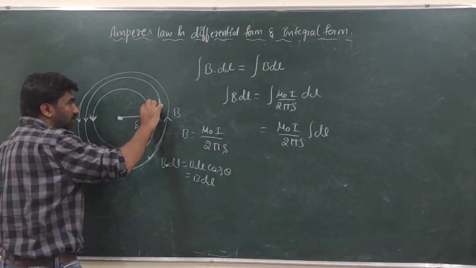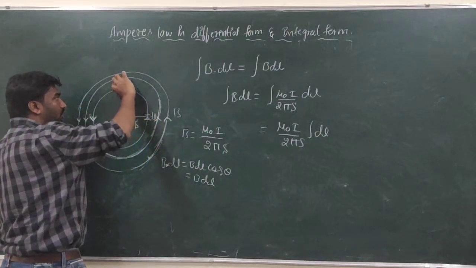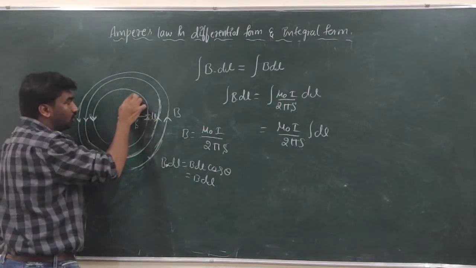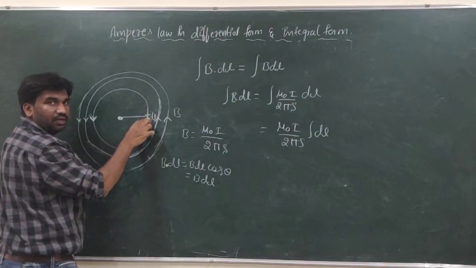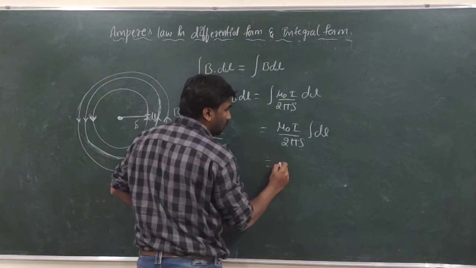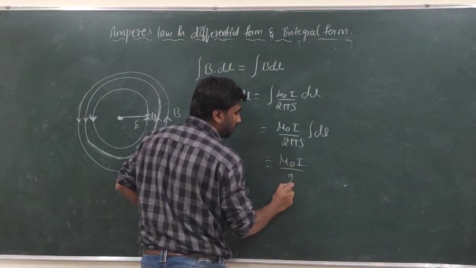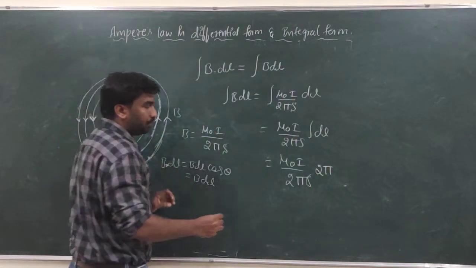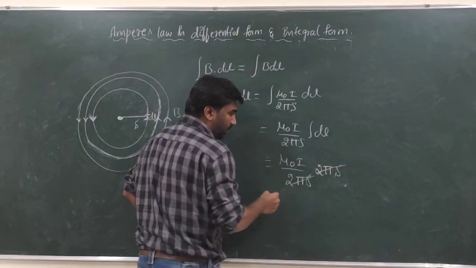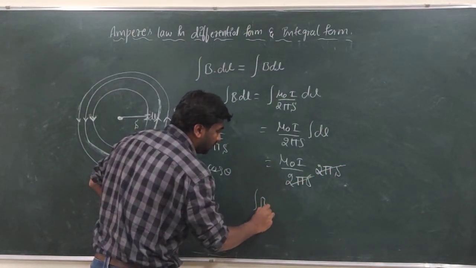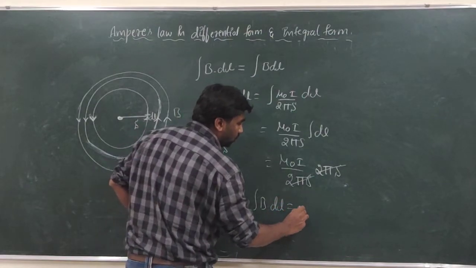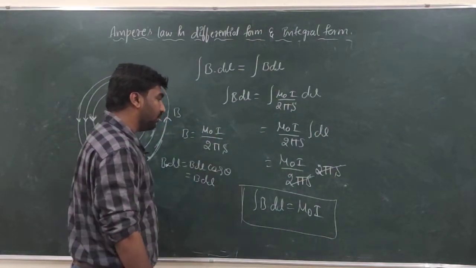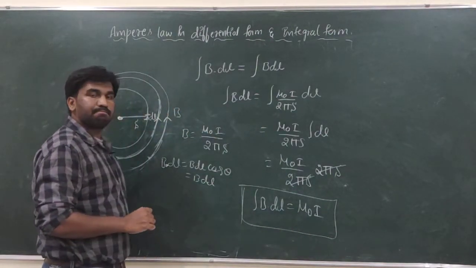For the integration of dl, if we add these dl elements, we will get a closed circle, which gives the circumference of the circle. So the circumference of the circle is 2 pi s. Mu naught I divided by 2 pi s into 2 pi into radius. Our radius is s. So yes, 2 pi s and 2 pi s get cancelled. Therefore, integral B dot dl is equal to mu naught I.